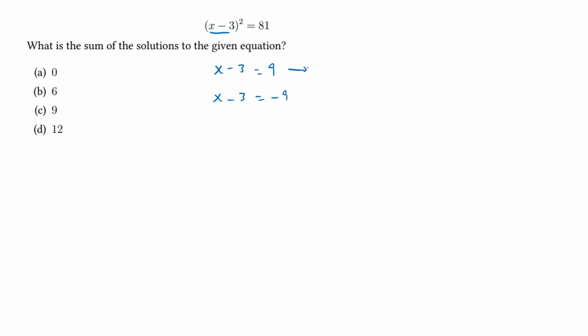Let's see what this yields. Adding 3 to both sides yields x is equal to 12, whereas adding 3 to both sides in this equation yields x is equal to minus 6. Adding these two solutions together yields 6.